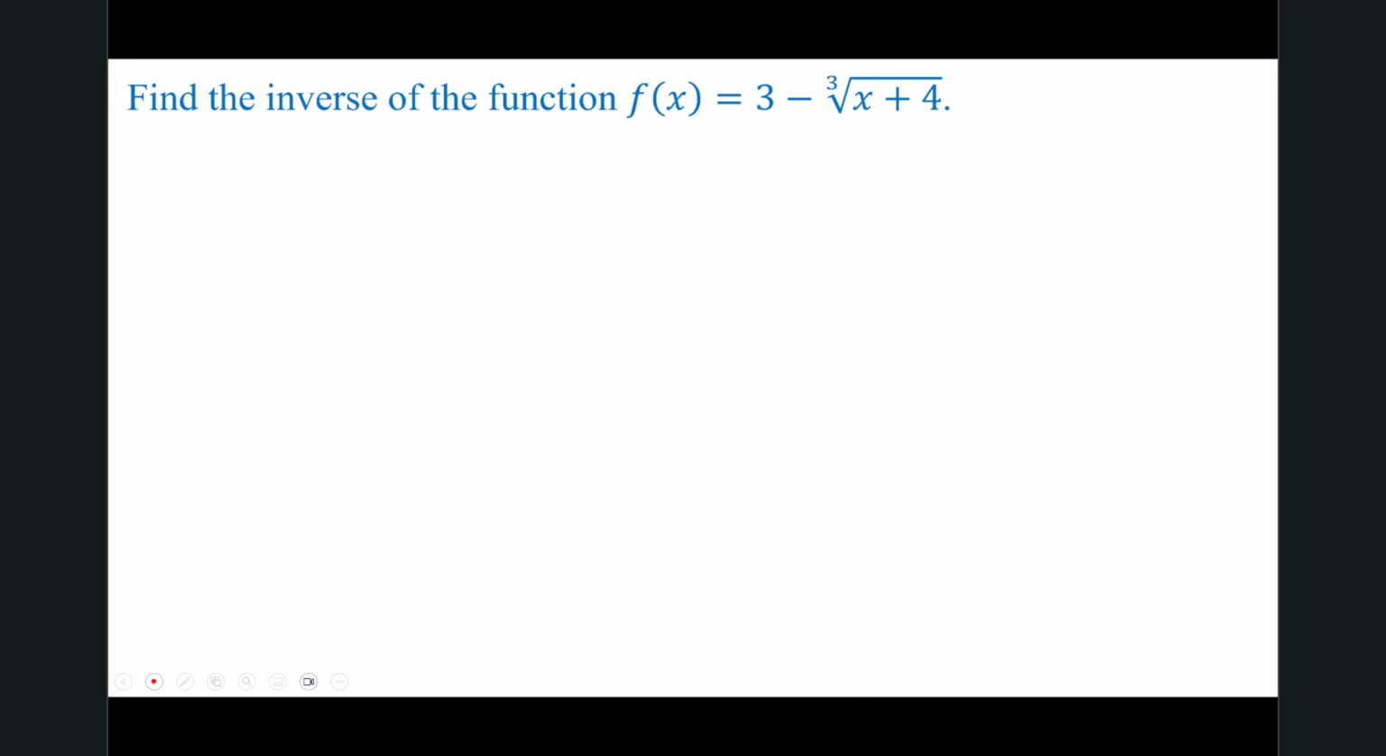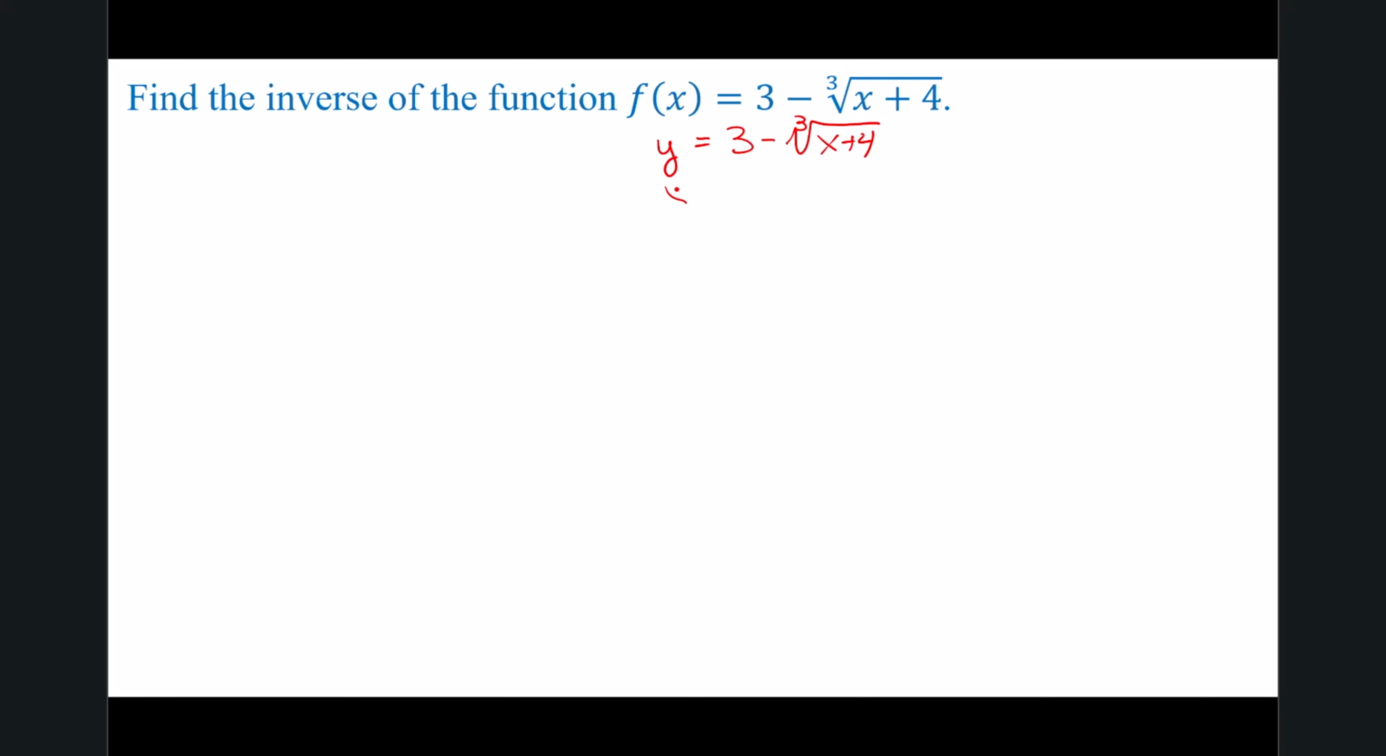Find the inverse of the function f of x equals 3 minus the cube root of x plus 4. So to find an inverse, we're going to follow these steps. We're going to first write this as y equals 3 minus the cube root of x plus 4. And then I'm going to switch my x's and y's and solve for y.